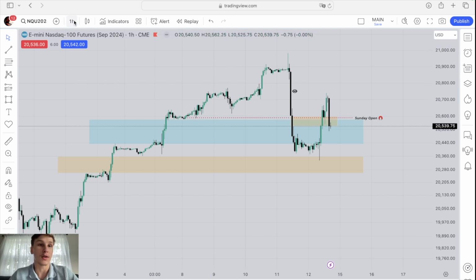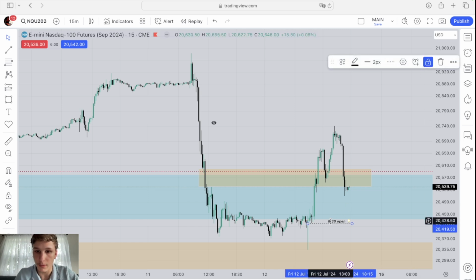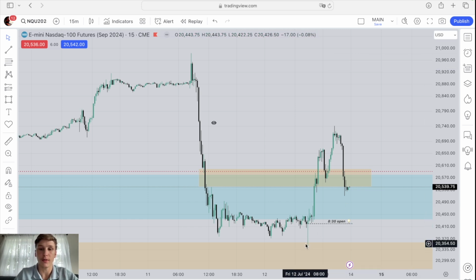Okay, so let's go down to the 15-minute time frame. Here's our 8:30 opening. We have a very large wick to the downside here. We have all the levels delivered. That's our manipulation. We consolidate, and then we have this expansion. This is key here. Following this expansion, we have this small retracement here. What are we retracing down into?